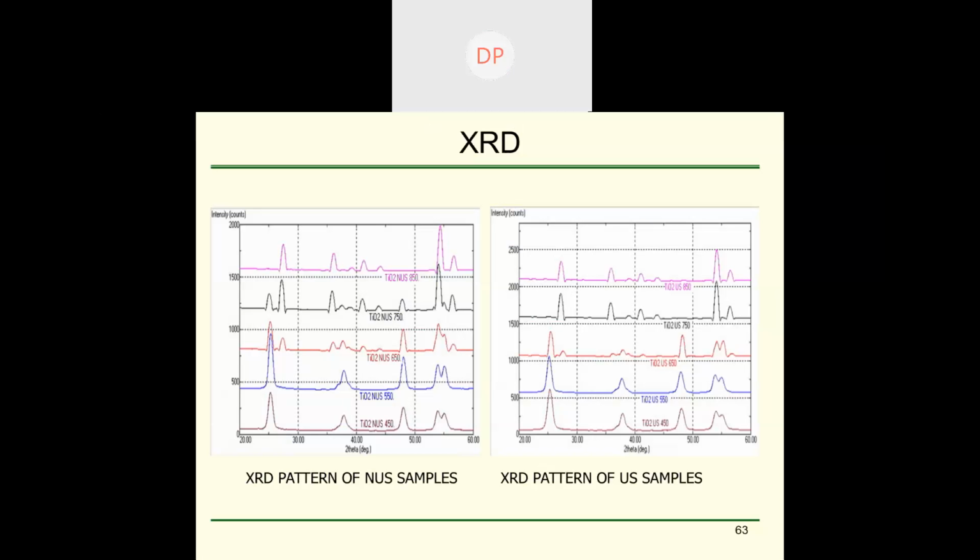Yeah, these are some of the XRD patterns for non-ultrasound and ultrasound materials, and the same method of XRD analysis which we have used for zirconia is used for calculating the crystallite size as well as crystallinity.